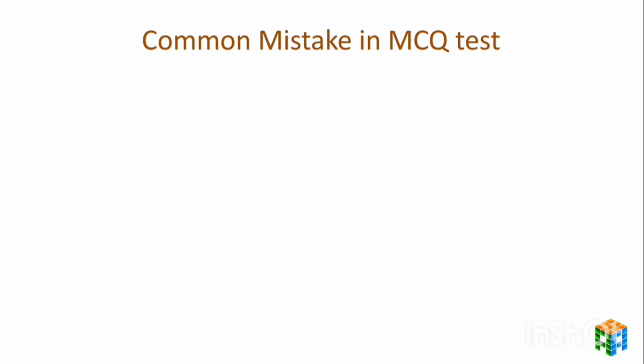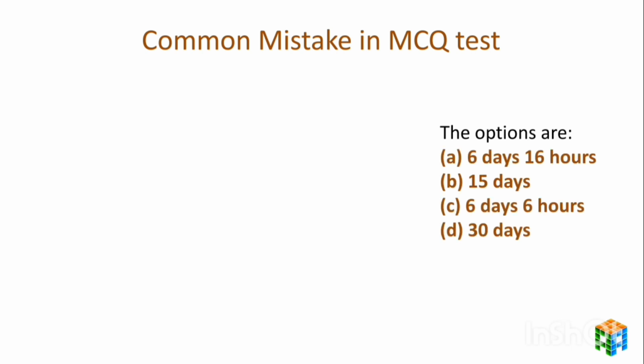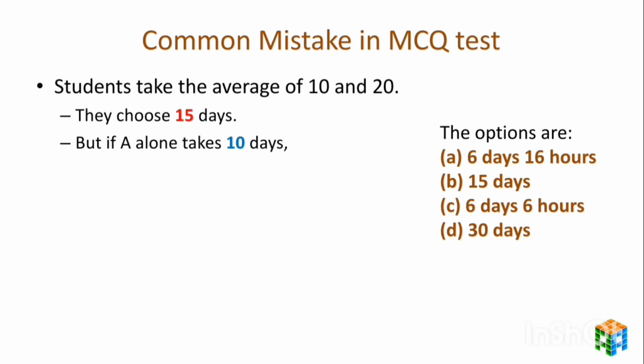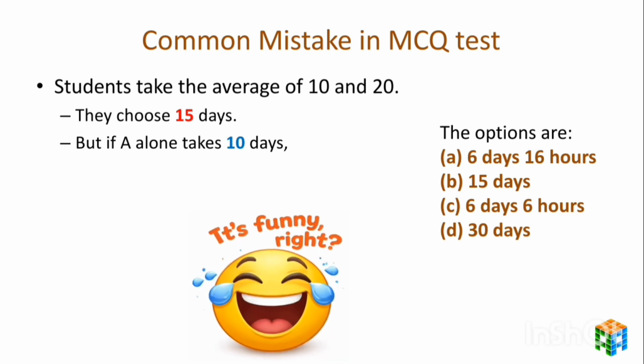This is a simple grade 8 question, but in competitive exams, many students make a common mistake when the available options are the following. Most students pick 15, taking it as the average. But A alone can finish it in 10 days. If they work together, how could it be more than 10 days? Funny, right? A and B together must finish it in less than 10 days.